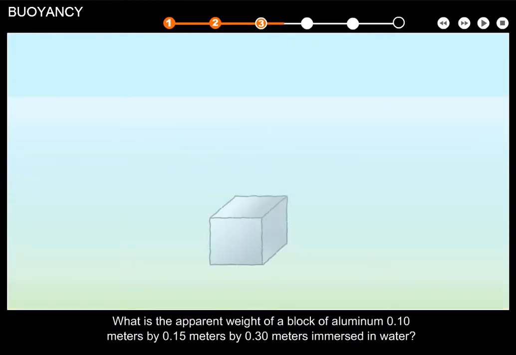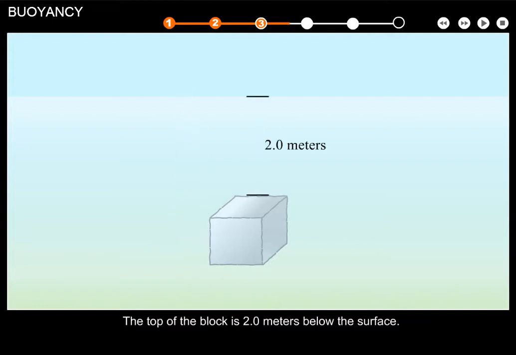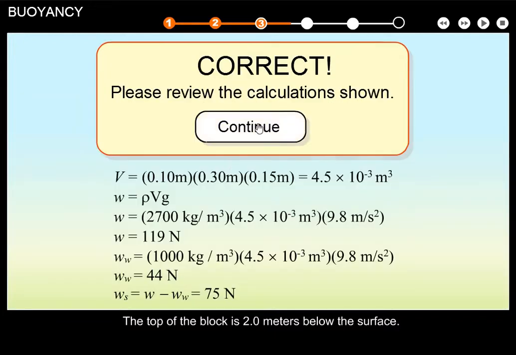What is the apparent weight of a block of aluminum 0.10 meters by 0.15 meters by 0.30 meters immersed in water? Use 2,700 kilograms per meter cubed for the density of aluminum. The top of the block is 2.0 meters below the surface. Try again. Correct.